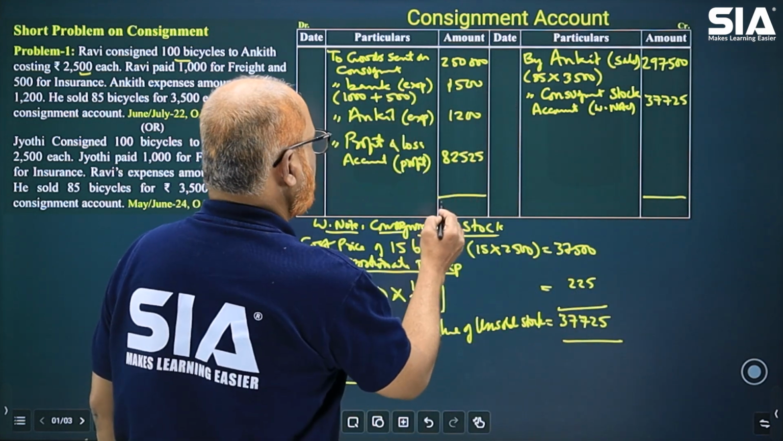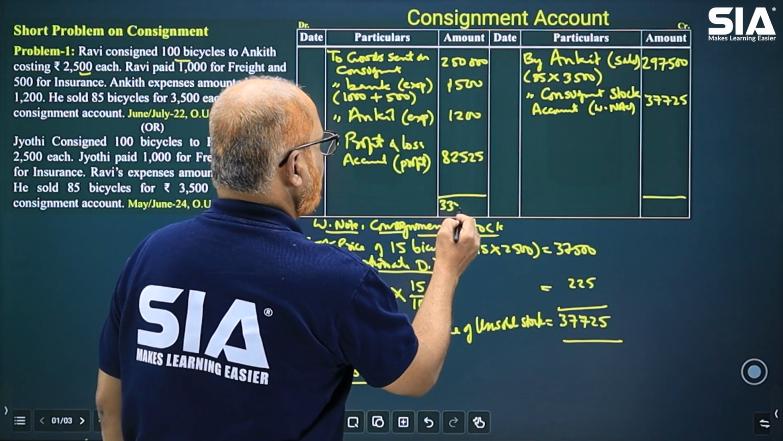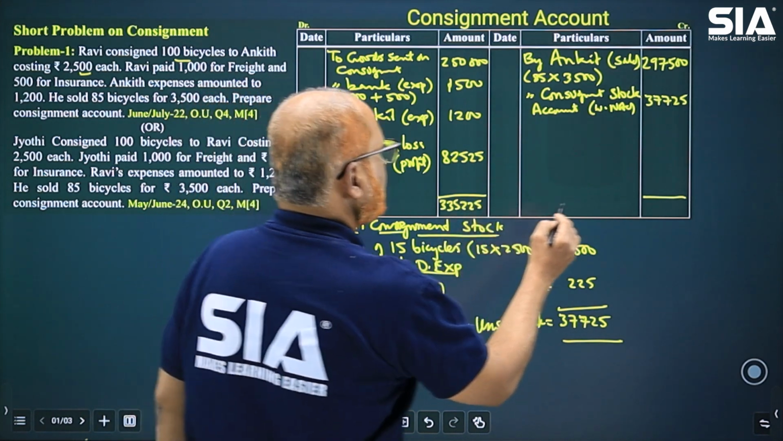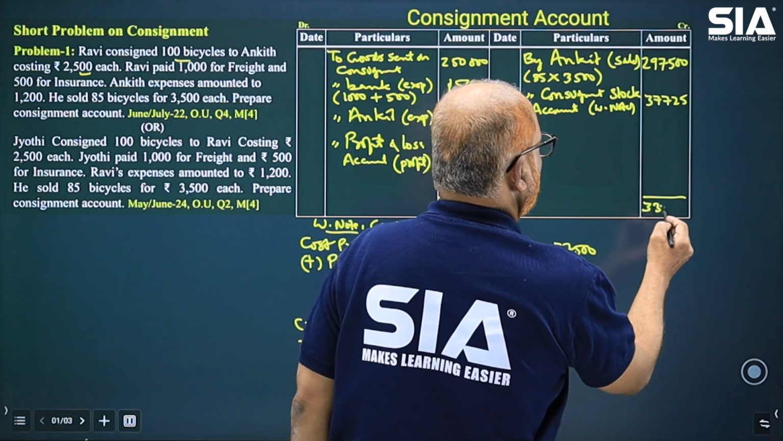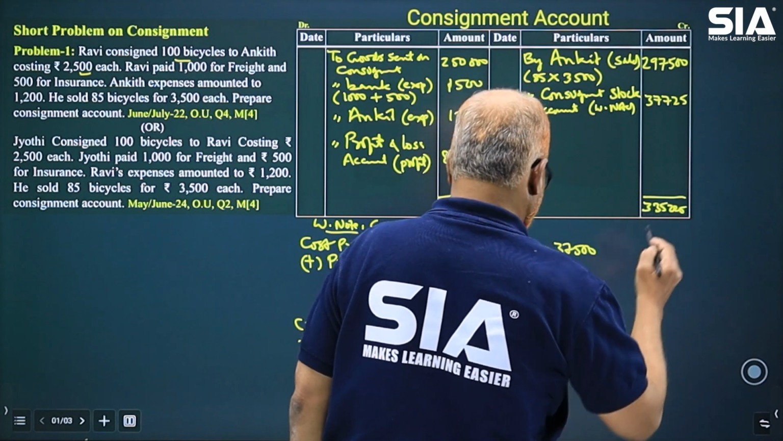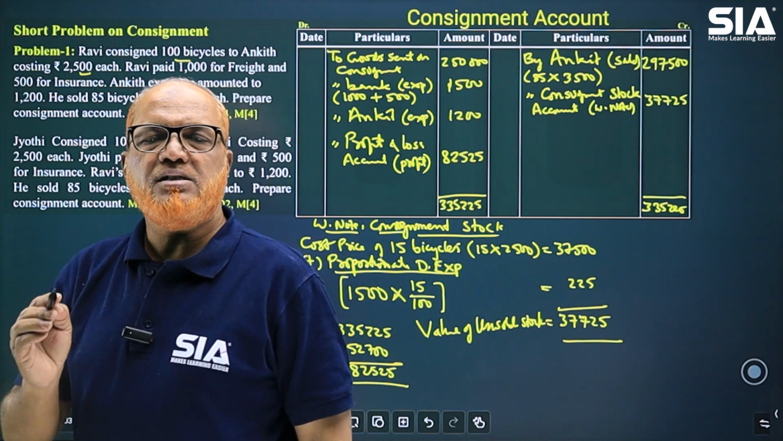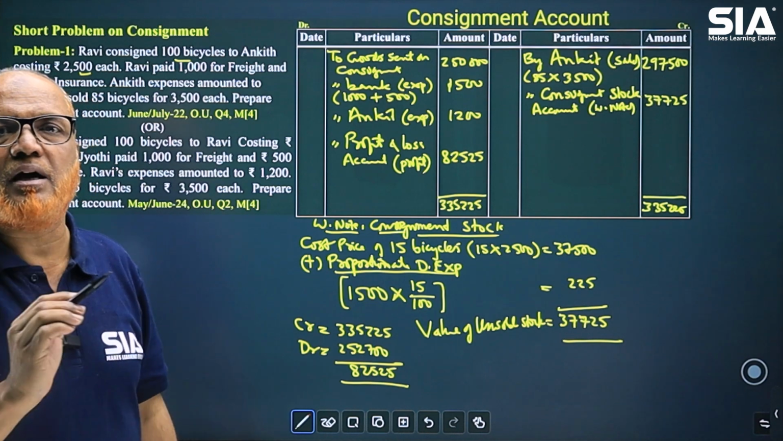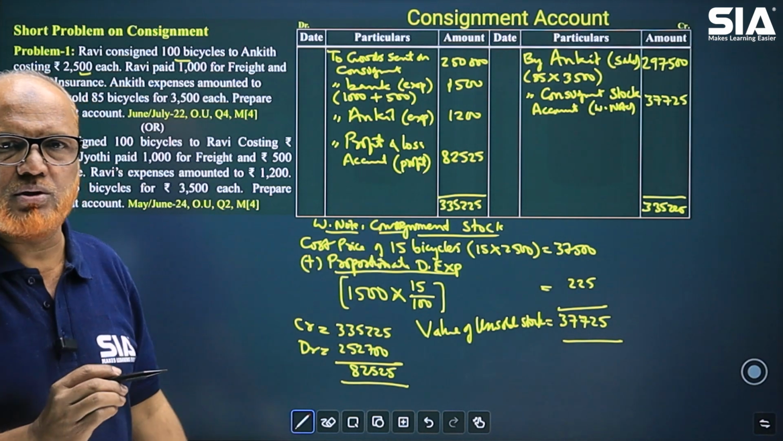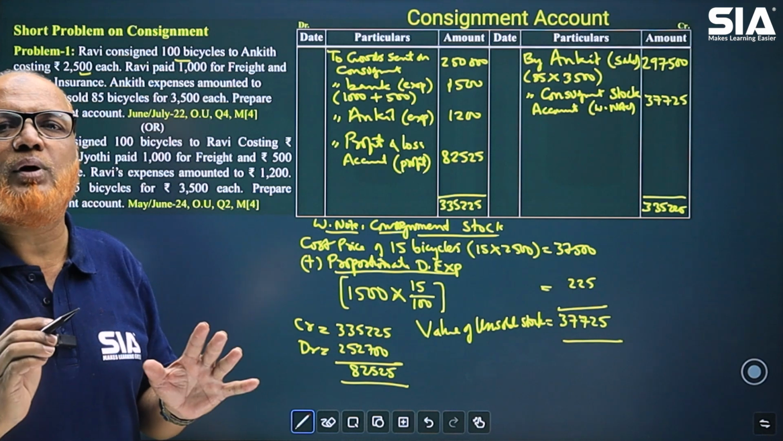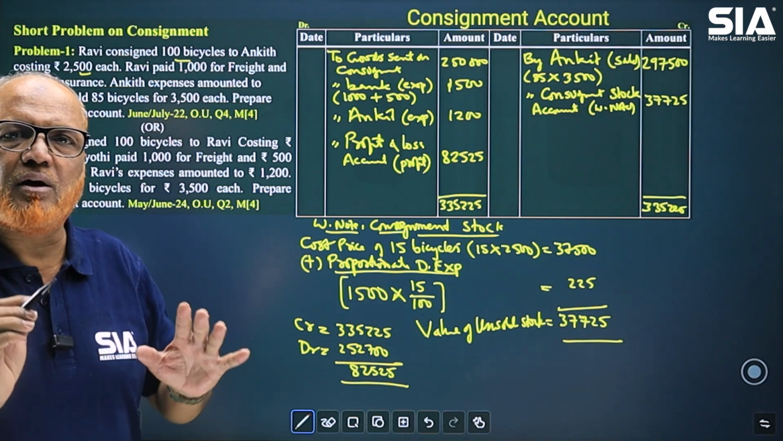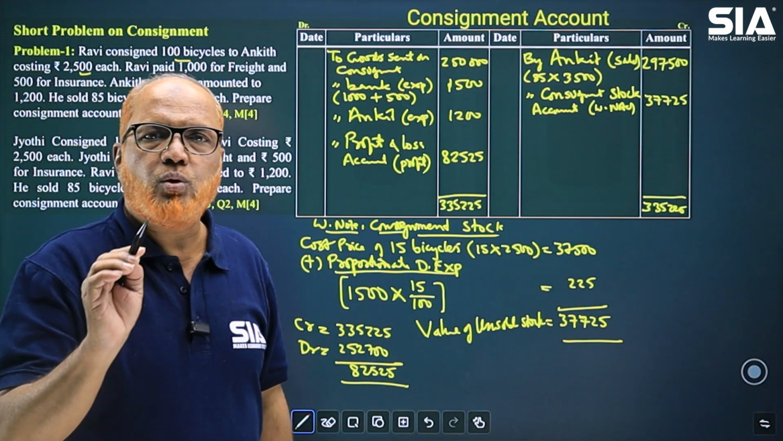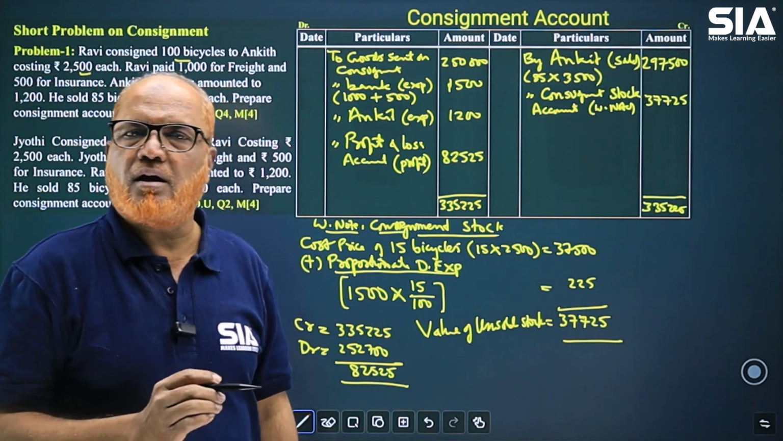That is 3,35,225. That's all. This is the first problem, short problem on making consignment account. First time we have prepared the consignment account. So similar way we have to prepare the consignment account in the coming problems also. Hope the concept is completely clear how to make the consignment account.